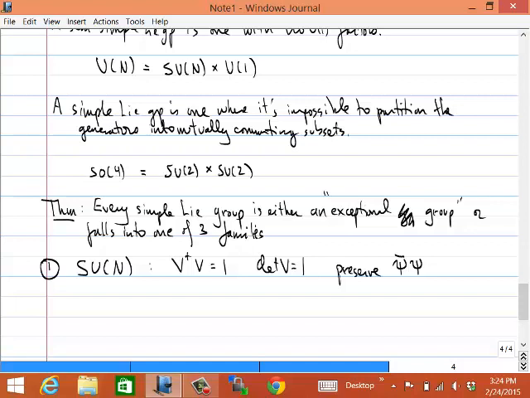So for example, psi bar psi is an inner product between an n-component column vector and an n-component row vector. And when you multiply by a unitary matrix, it's left unchanged. Similarly, SO(N) is the set of real n by n matrices with R transpose R equal to 1. And again, the S means that the determinant is equal to 1. And this preserves the n-dimensional dot product.